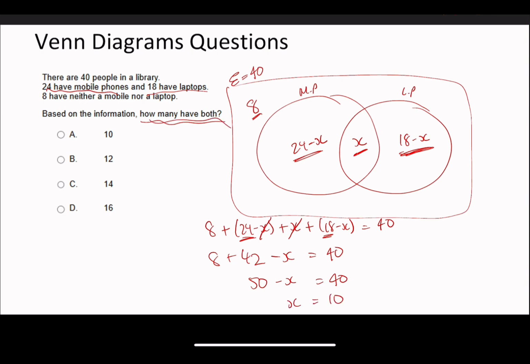And so the question is how many have both, which is X, so 10. Sometimes the trick can be, how many have just mobile phones. You might do all the hard work and find out what X is, but if the question was how many have just mobile phones, then the answer would be 14. So make sure to pay close attention to that. On to the next question then.